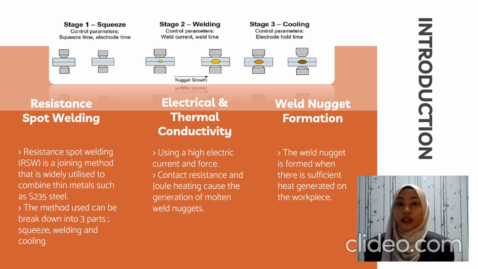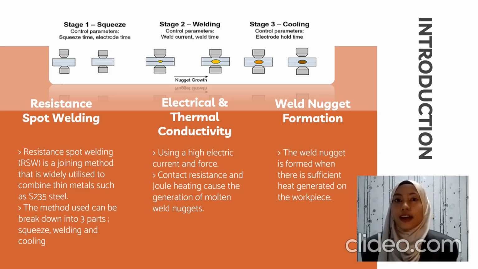Basically, to get the greatest outcomes, the spot weld technique was divided into 3 stages, which is squeezing, welding, and cooling. As you can see on the figure, each stage consists of a few other parameters that need to be defined, including squeeze time and electrode time at the squeeze phase, weld current and the weld time at the welding phase, and finally the electrode hold time at the cooling phase.